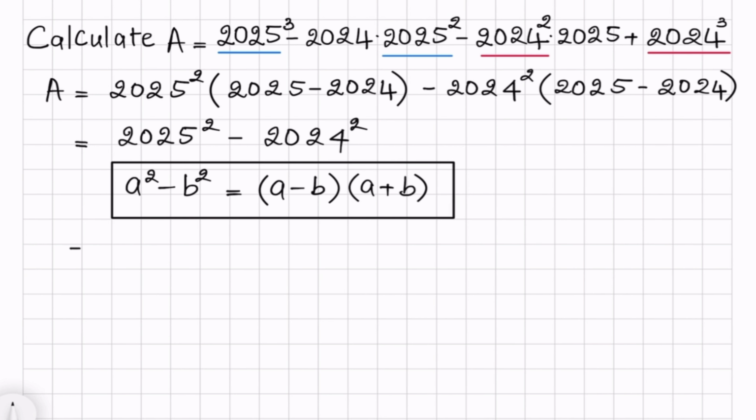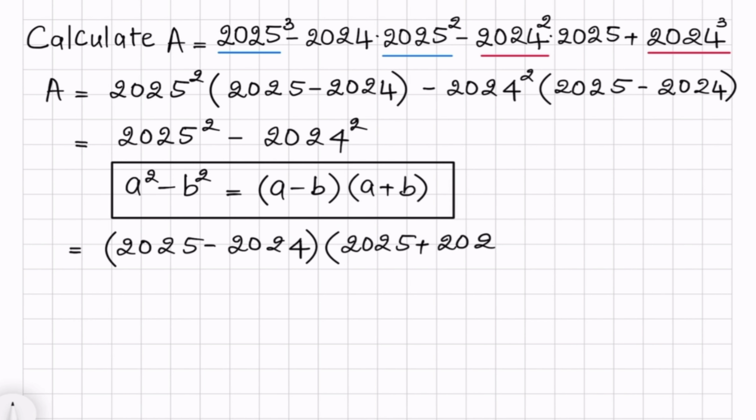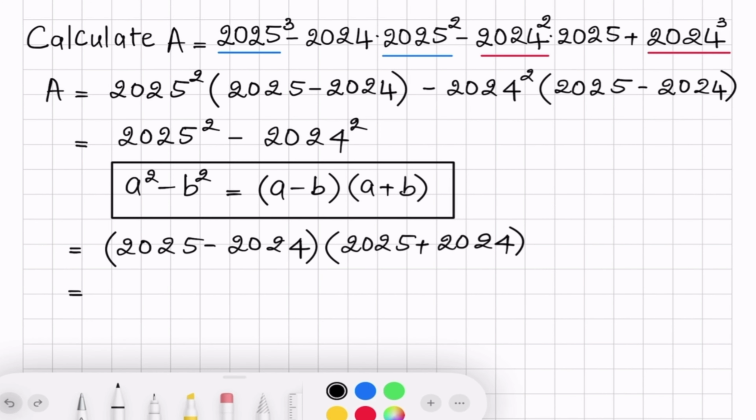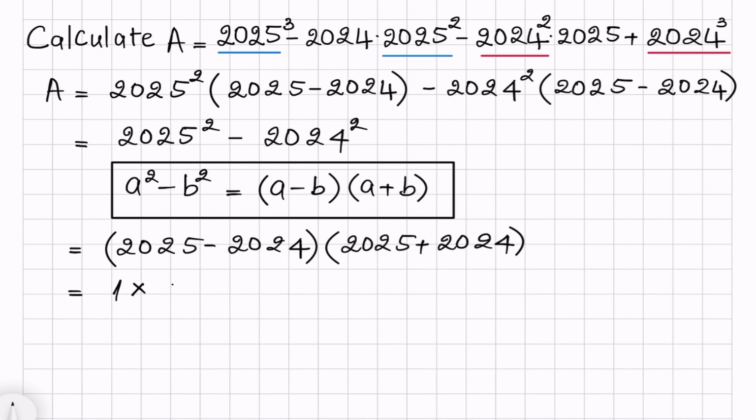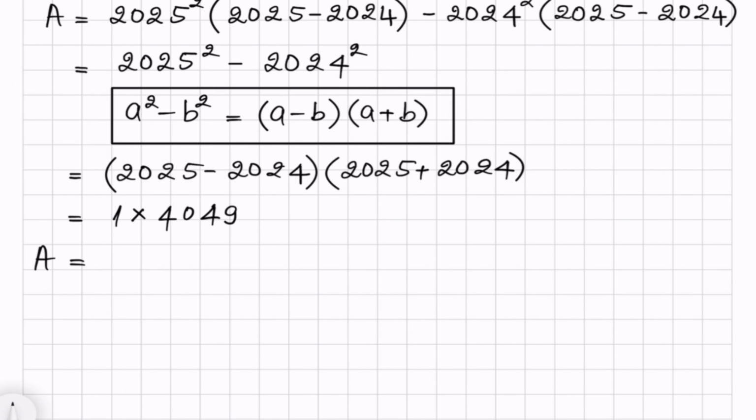And then it will be 2025 minus 2024 factor 2025 plus 2024, okay? So this is equal to 1, so that will be 1 times 4049. So a is equal to 4049 is the answer, okay?